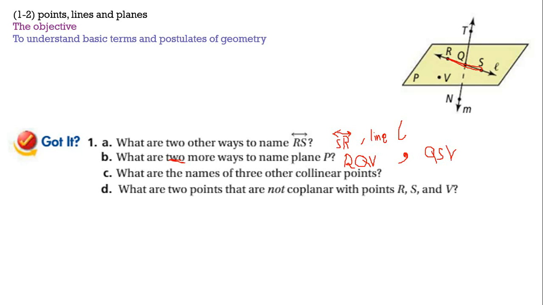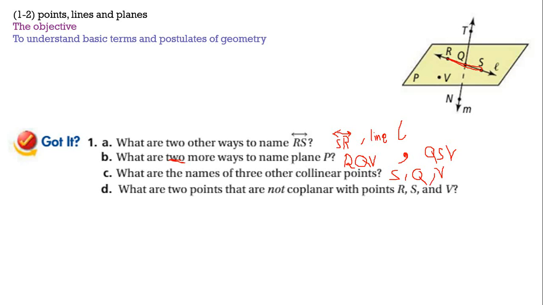Now, what are the names of 3 other collinear points? So what are the other collinear points? We have S, Q, R, V. S, Q, V. Also R, we can say.